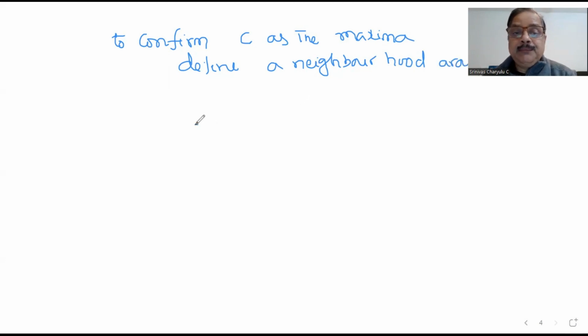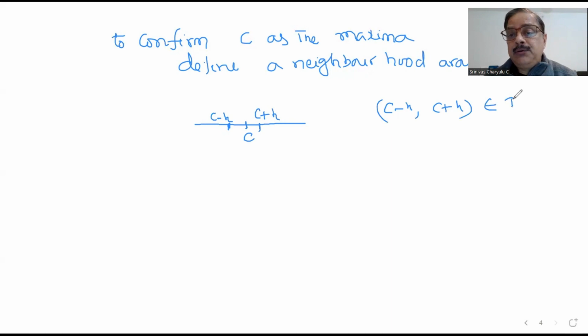How are we defining it? Let us draw one line. This is c. We define it in such a way that to the left of c and to the right of c, we have c minus h and c plus h. Both values belong to I. We are not going out of this I. In your x1, x2, x3, x4, all of them, c minus h and c plus h will be there.